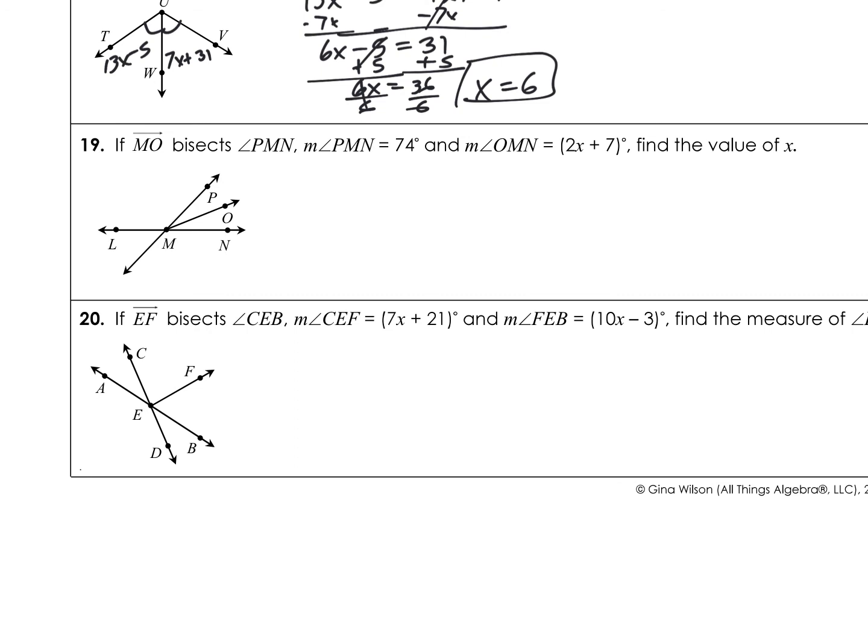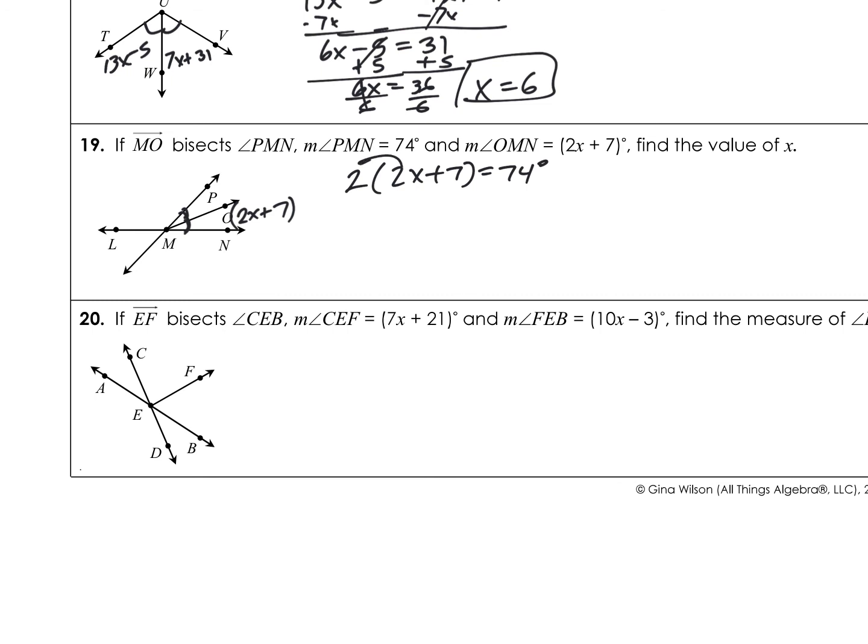19, if MO bisects PMN, so that means this angle and this angle are congruent. The measure of angle PMN equals 74 degrees. The measure of angle OMN is 2x plus 7. Find the value of x. So we can say, since these two angles are congruent and we don't have an expression for PMO, twice angle OMN equals 74. So 2 times 2x plus 7 equals 74 degrees.